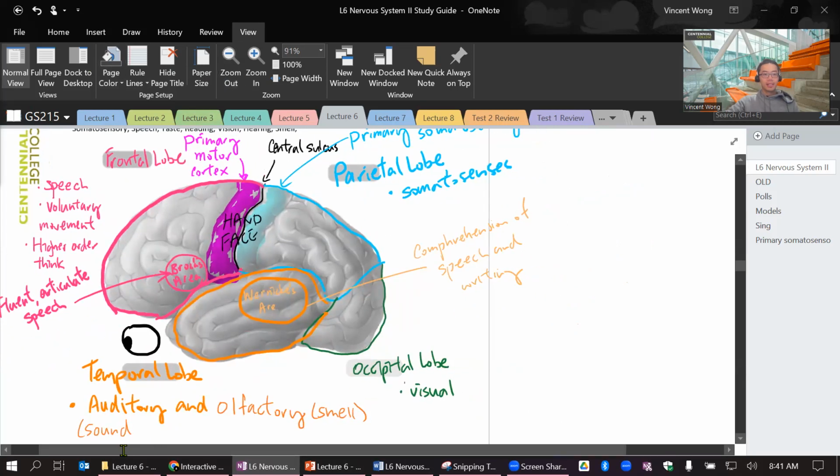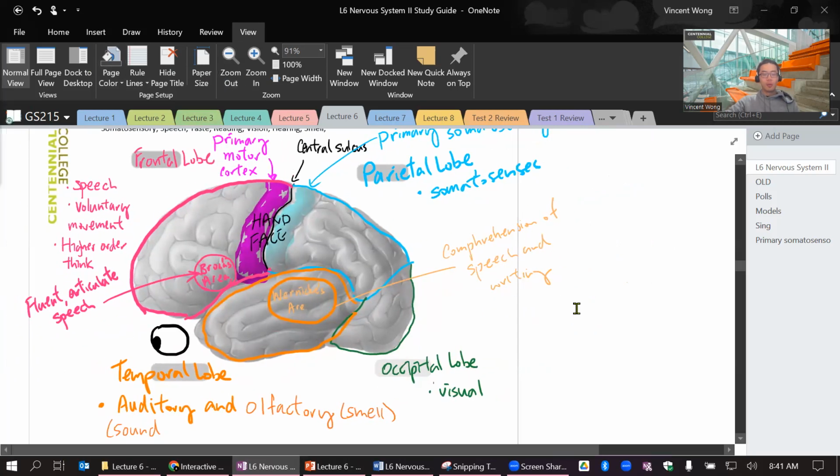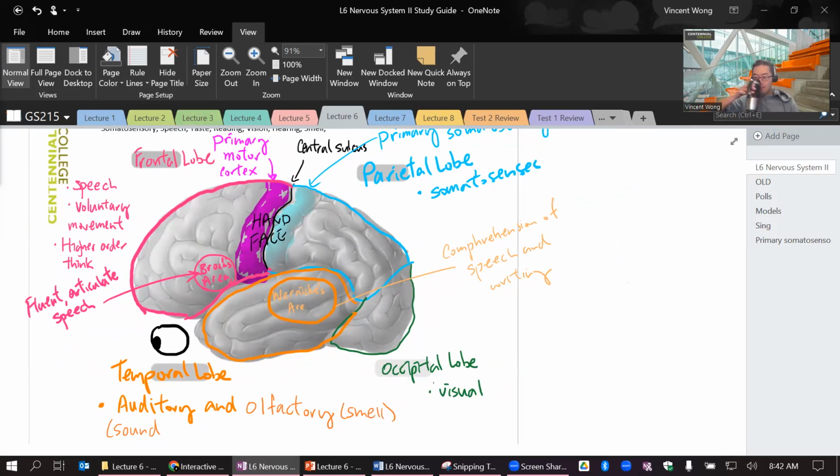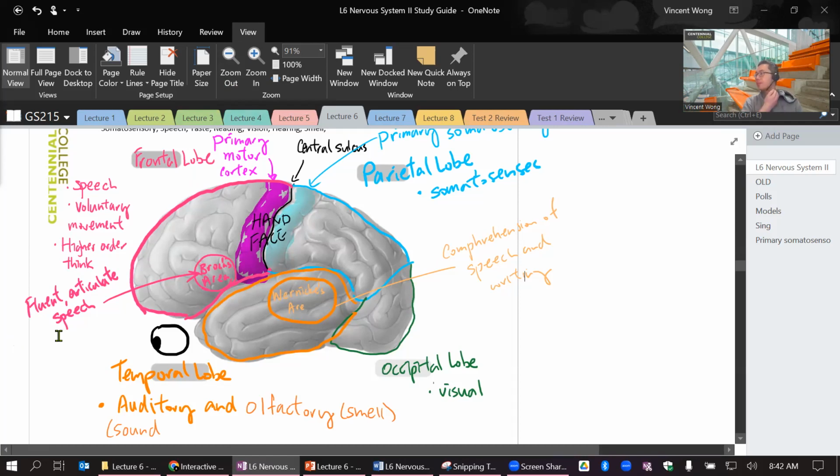Okay. Now there is a fifth lobe, right? And the fifth lobe is hiding behind the frontal lobe and the temporal lobe. If you pry it open, you will see the insula. Okay? I'll show you the insula later today when we get to lecture 7. Does anybody have any questions, comments before we continue?